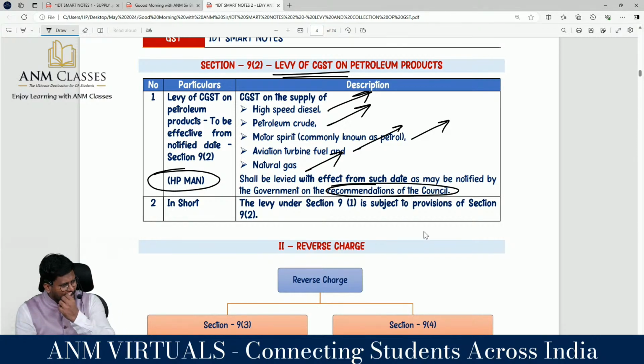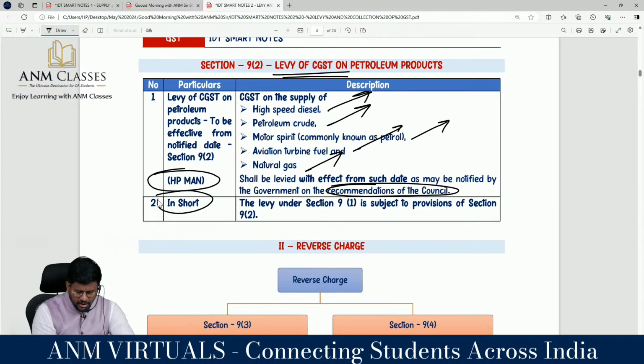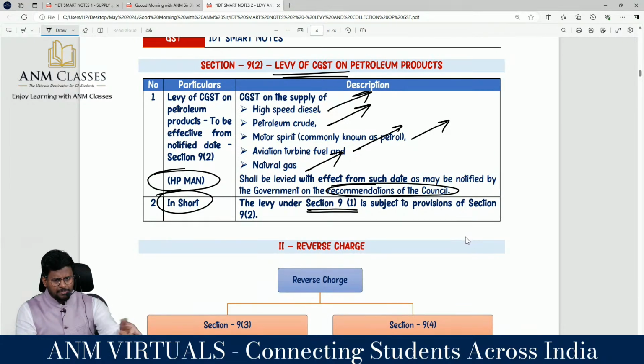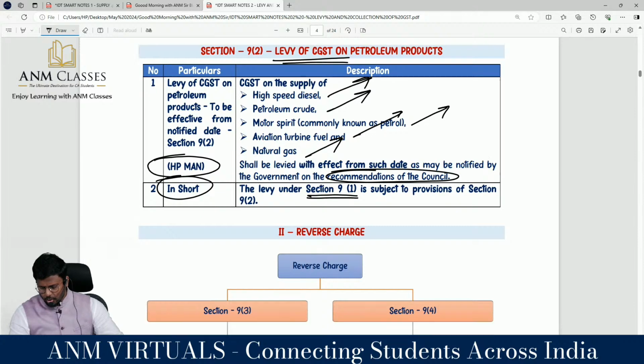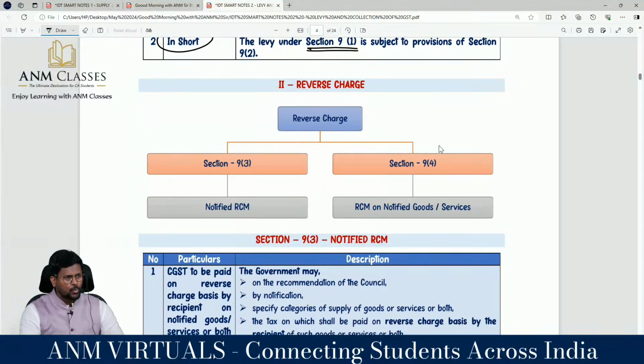So what is there for HP man? Levy is there, from a date which is notified by the government; they have not yet notified it. So in short, the levy under 9 subsection 1 is subject to the provisions of 9 subsection 2. Sir, there shall be levied a tax on all, and the word all is subject to 9 subsection 2. I am coming to reverse charge. So with this we are done with 9(1) and 9(2).